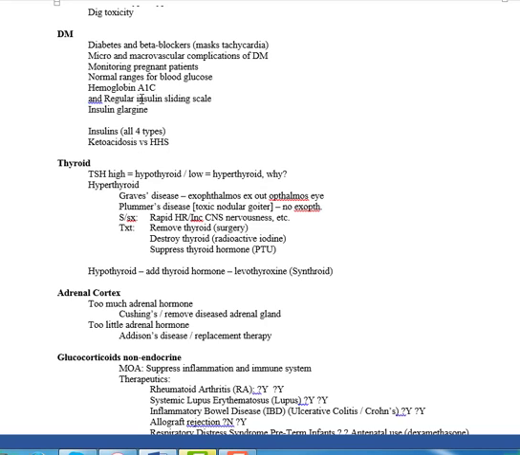Ketoacidosis versus hyperosmolar syndrome. What are the signs and symptoms that we're going to see that are different?